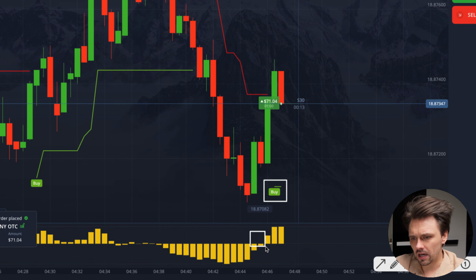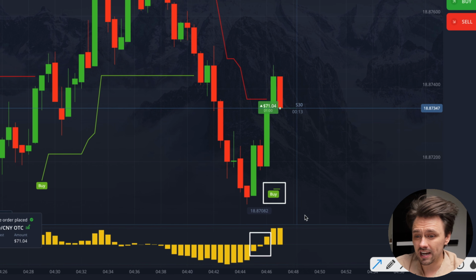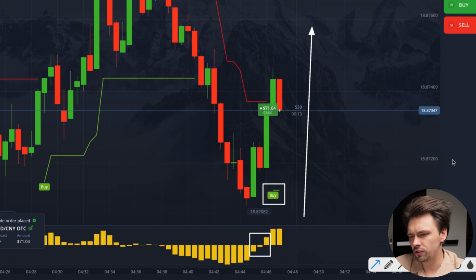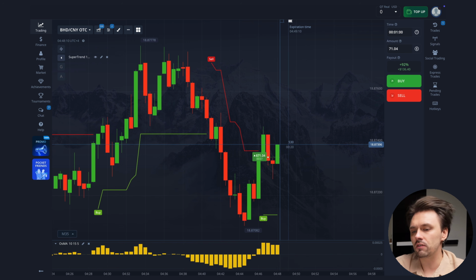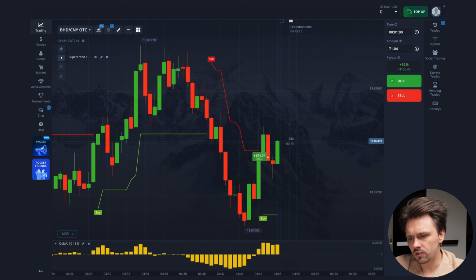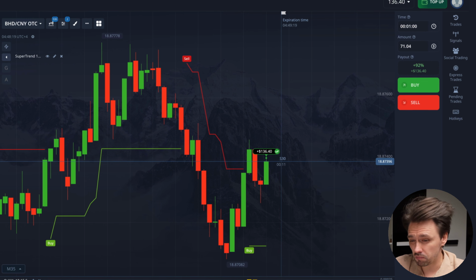For OSMA, before this, there were deep negative bars, and in the zone of my entry, they start rising upwards, meaning the strength of the decline is weakening, a bullish impulse is appearing. The candles confirm the reversal, showing a strong buy up and a powerful green candle. So we're waiting for the trade to close, and I get $136 plus.